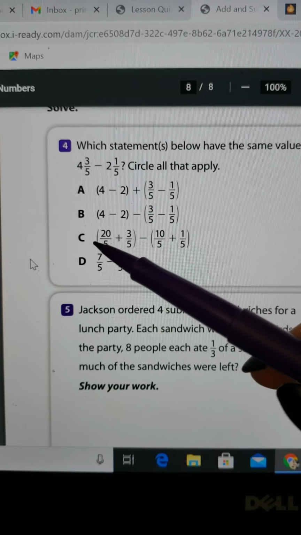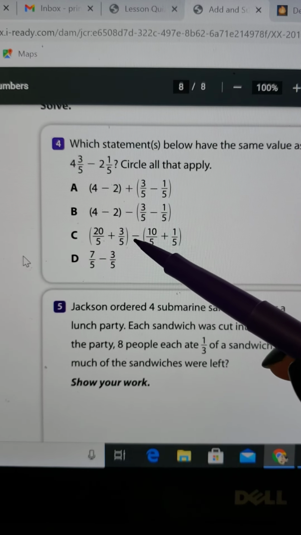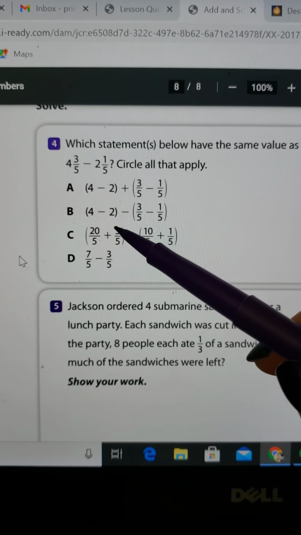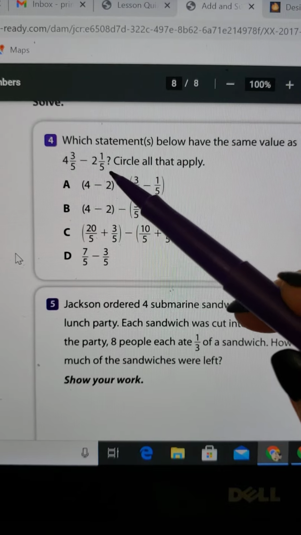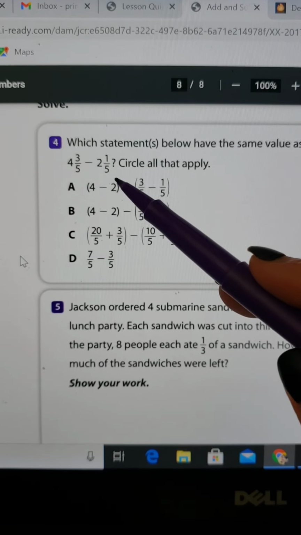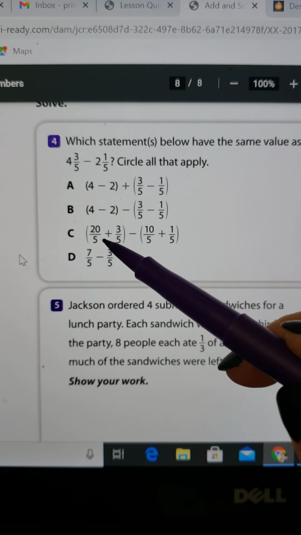So letter C is going to be a correct answer. Now hopefully you're not terribly confused by this subtraction symbol. This is correct to be here because my plus sign is still connecting my whole number and my fraction. But overall, I am still subtracting these two whole groups. Okay, so far we've got A is correct and C is correct.